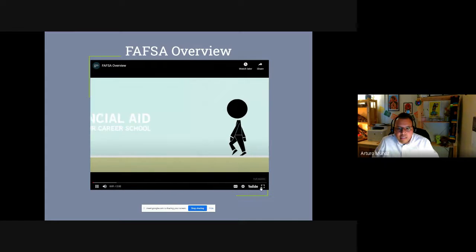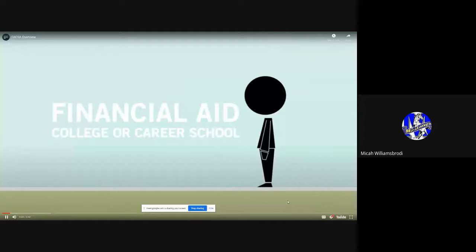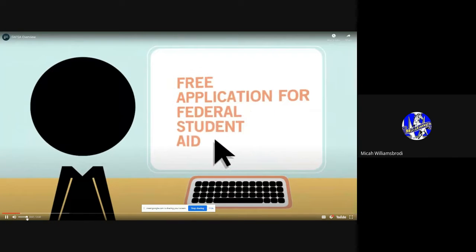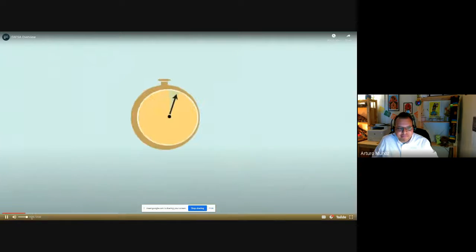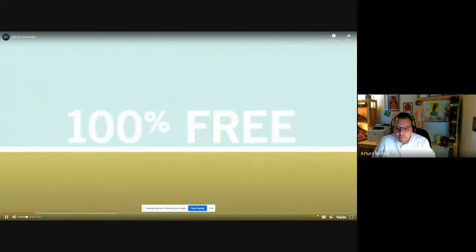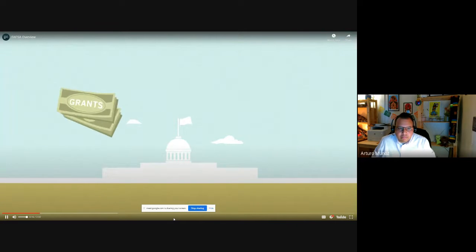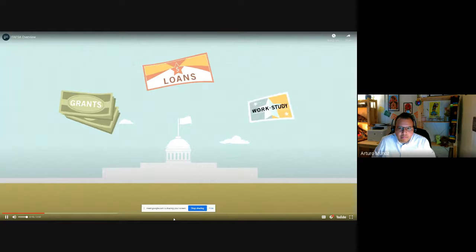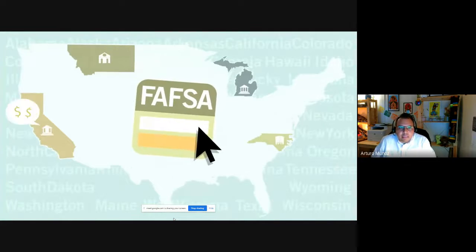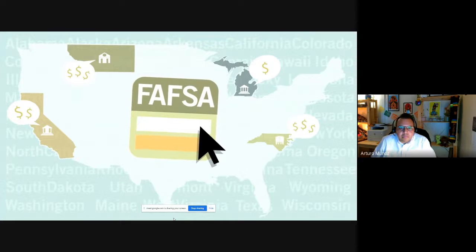If you're interested in financial aid for college, you're going to need to fill out the Free Application for Federal Student Aid, or FAFSA. It takes most people about 30 minutes to complete online, and the best part, it's 100% free, and it provides you with access to grants, loans, and work-study funds from the federal government. And many colleges and states use FAFSA information to provide their own college or state financial aid.